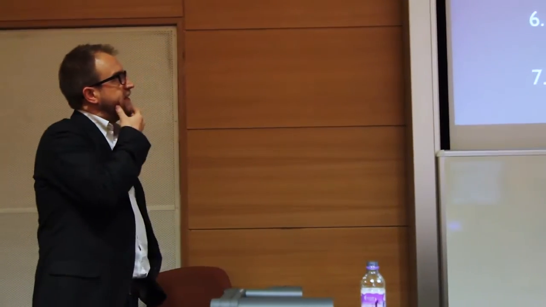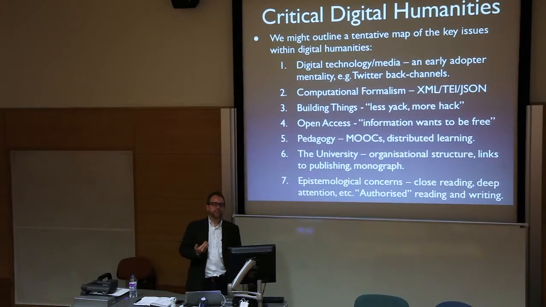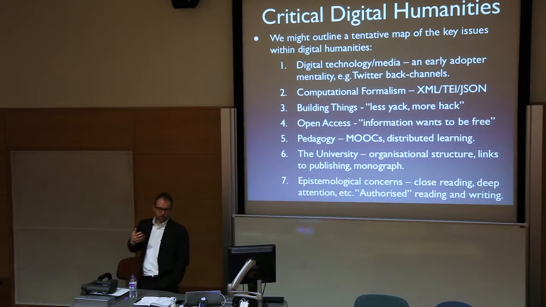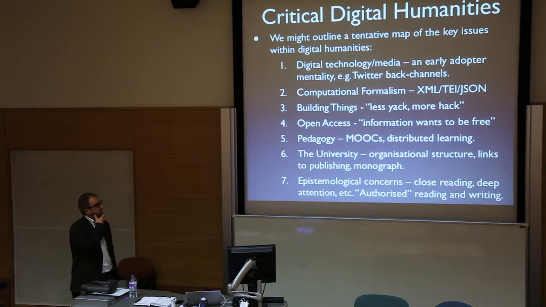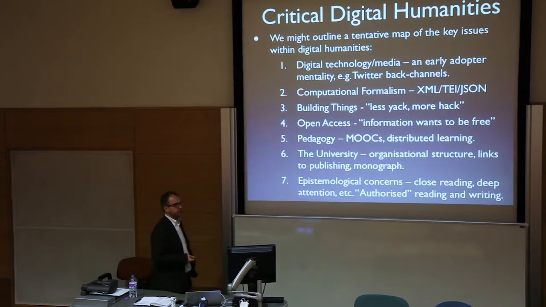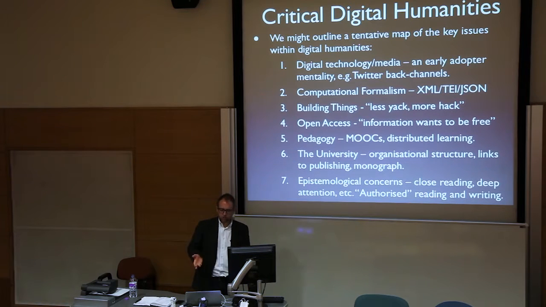So what I want to do really is to start thinking about drawing a tentative map of the key issues, as I see it anyway, within the digital humanities. I'm trying to look at the kinds of things that are contested and raise questions. And of course this is not a completely comprehensive representation of all the issues that come up, but I think it gives you a good taste for what the digital humanities are involved in. So just to quickly run through them.